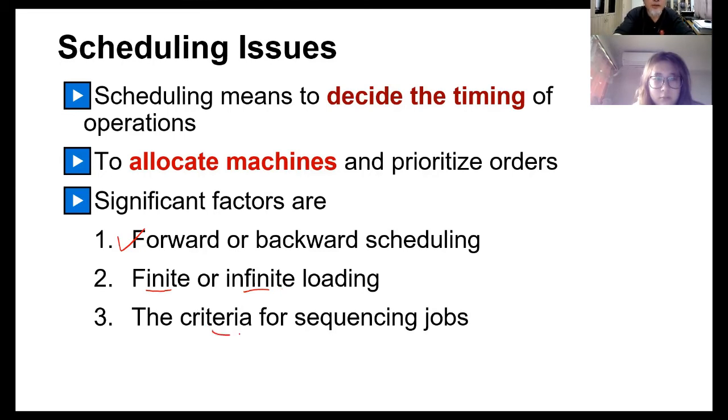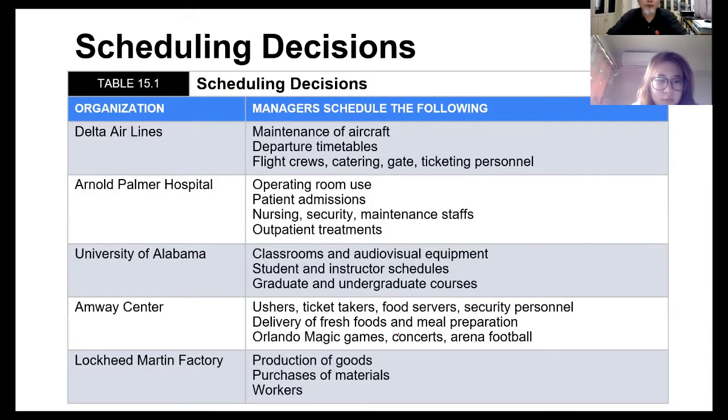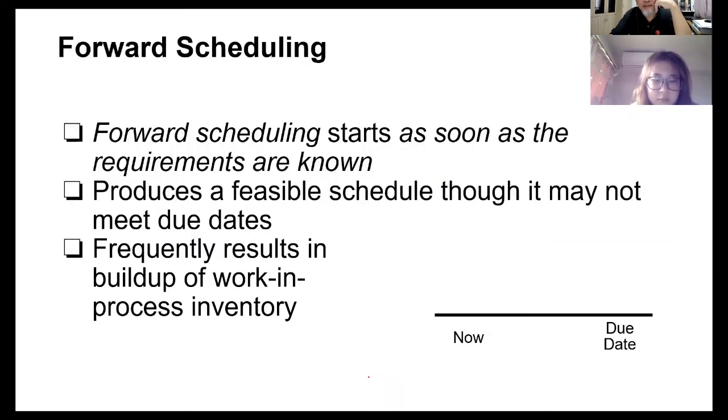And the criteria we can use for sequencing. When we sequence a job, which criteria we should be using. Okay. So in organizations, these are all the scheduling decisions. So many scheduling decisions. Hospital, operating room use. Okay, universities, we need to schedule the classrooms and the student and lecturer schedules. Okay, of course for production of goods, purchase of materials, workers. So managers in operations will actually be involved in making decisions on this.